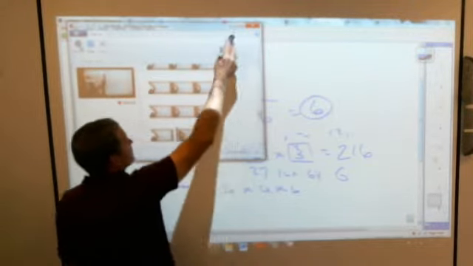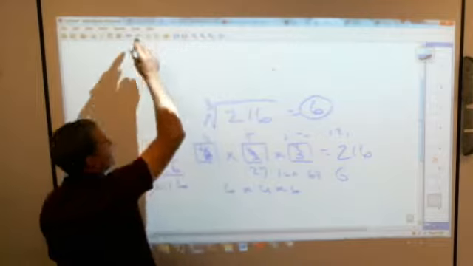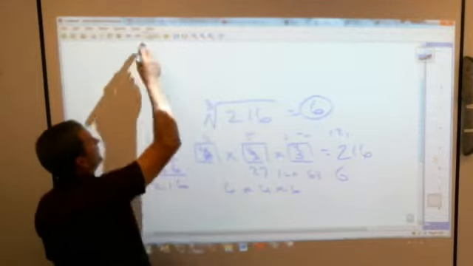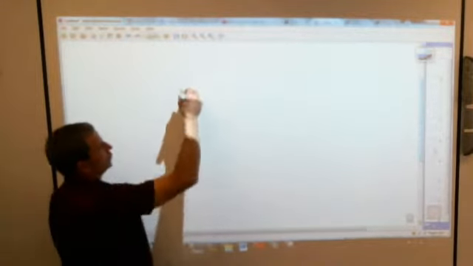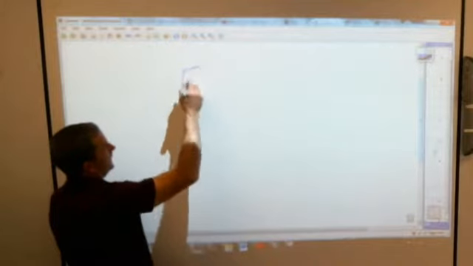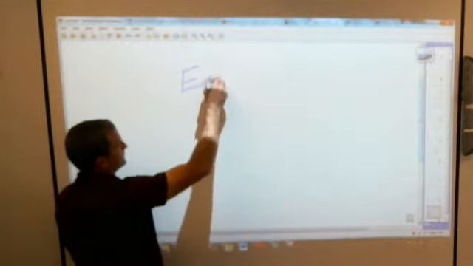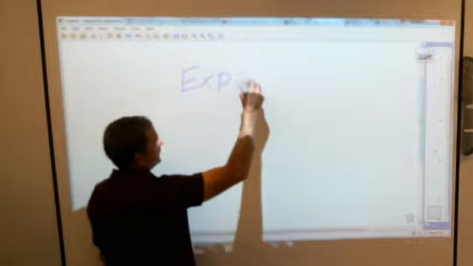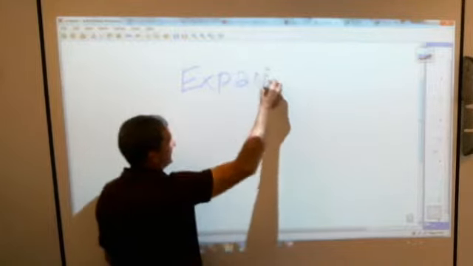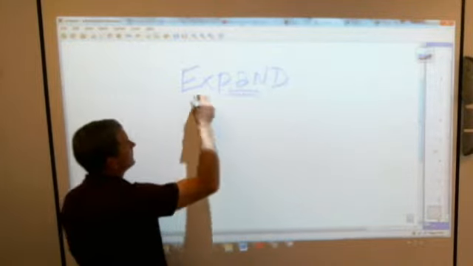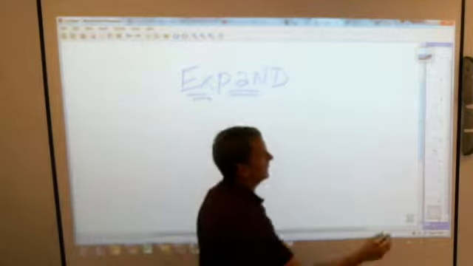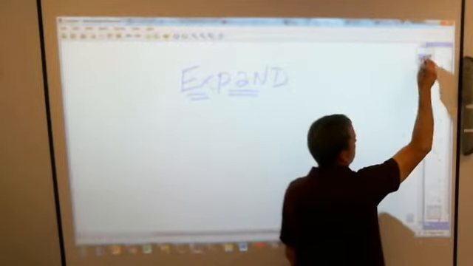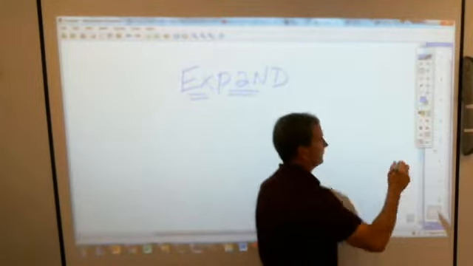Here we go. On top of this piece of paper, write the word "expand." Not "expand," but "expand." Because this will be what you look at when the book tells you to expand something.